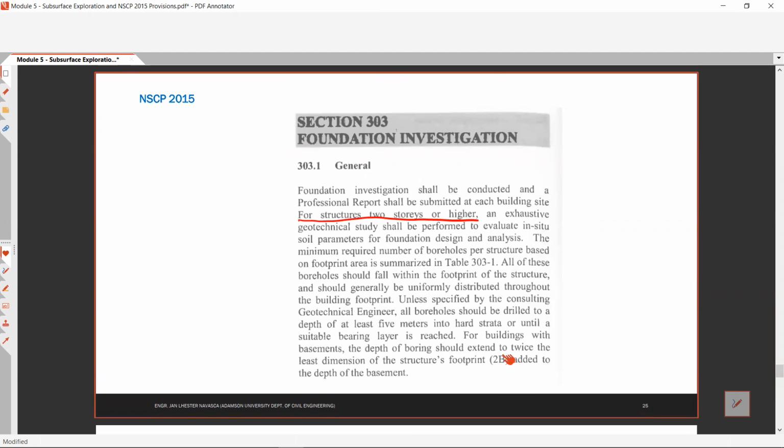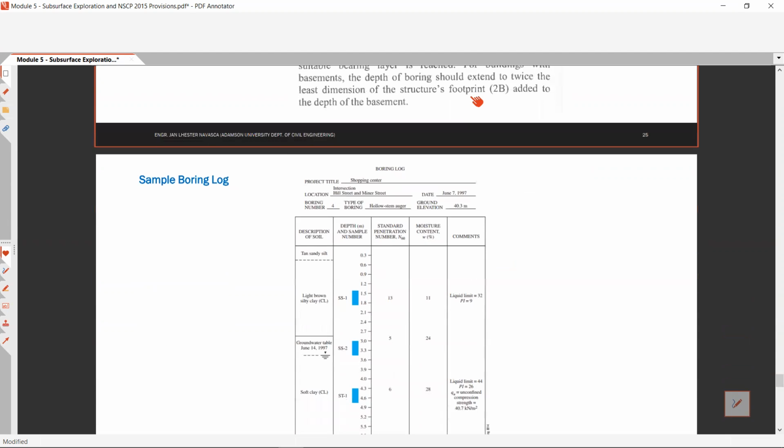However, some municipalities are using 3-story up to require a geotechnical report. However, if you check the foundation investigation section 303 of the NSCP 2015, it should be 2-story or higher. Okay, so ibig sabihin every 2-story dapat nagpapa-provide kayo ng geotechnical report.